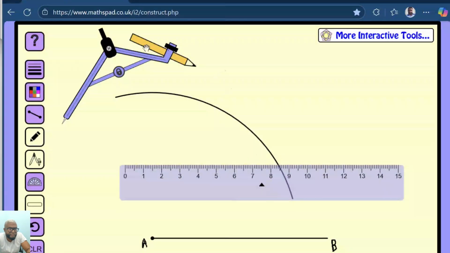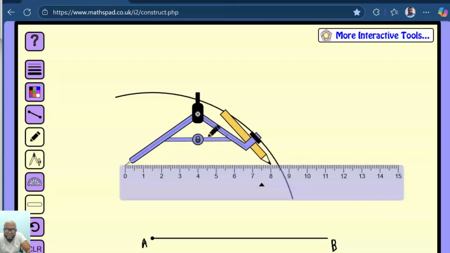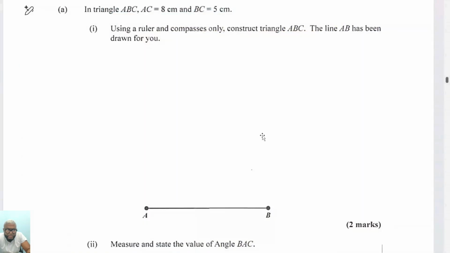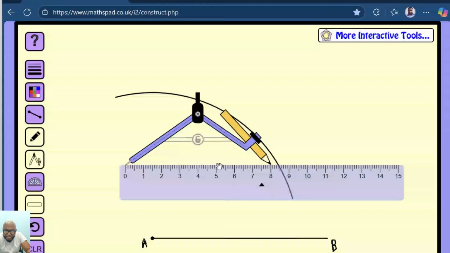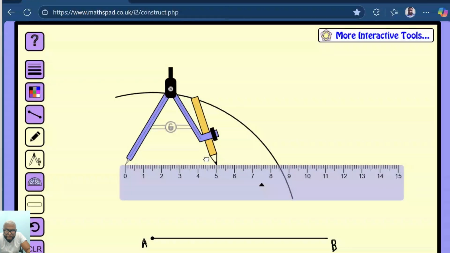What's the length of BC? Anybody remember? BC was 5. So I'm going back here now. This is how easy construction is. This now needs to be open to 5. Measure it on a ruler and open it to 5 centimeters.